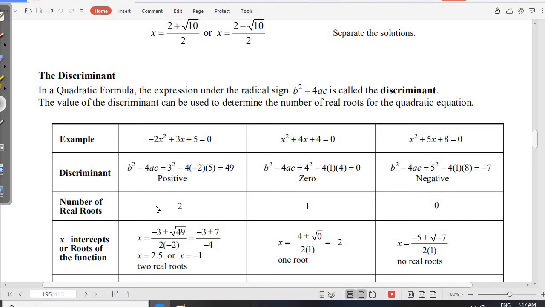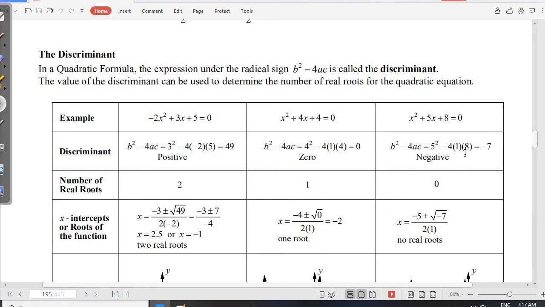For example, if it is 49, you have 7 and minus 7, so you'll be having two real roots of the equation. That's two answers to the equation. But if you're having 0, that means you just have one solution to that equation. The solution is minus b all over 2a. Then if you're having a negative, like I mentioned, you'll be having complex numbers. If you're having no real roots, those are not real numbers, they are complex numbers. That's what I mean by no real roots.